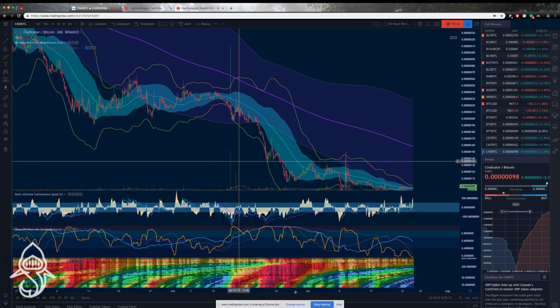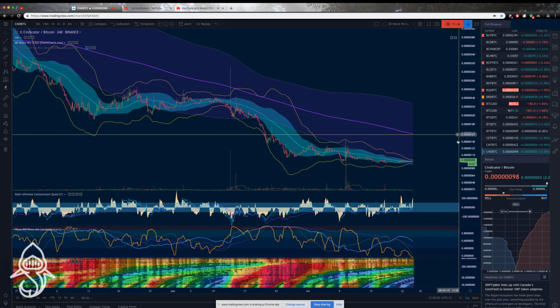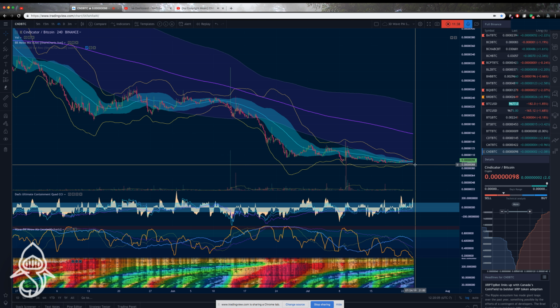CND is super heavy compression. Implied mean reversion maybe on that 350 period. Same chart as every other chart. As soon as you get any kind of upward trend, this is going to run.